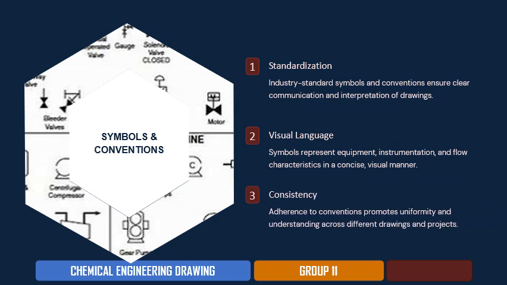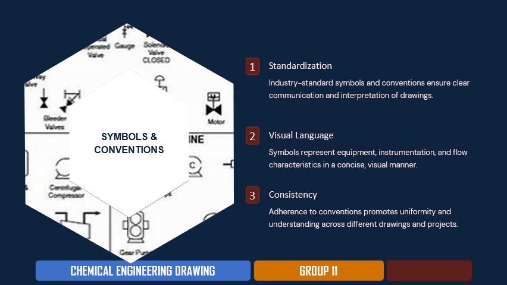Consistency. Since the symbols are standard and the whole world adheres to the conventions, it promotes uniformity and understanding across different drawings and projects. And all this importance I've listed so far helps massively in collaboration between engineers throughout the world.